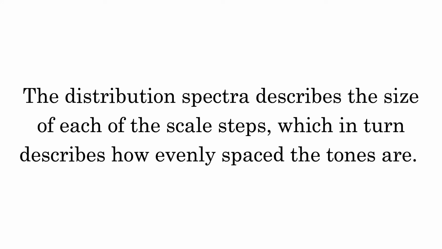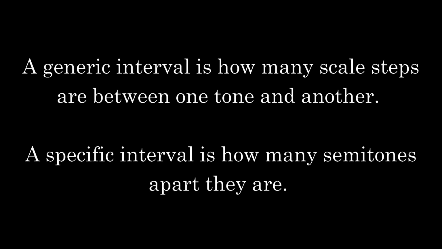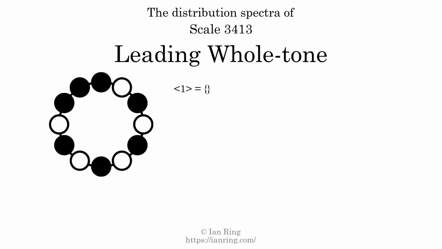The distribution spectra describes the size of each of the scale steps, which in turn describes how evenly spaced the tones are. A generic interval is how many scale steps are between one tone and another. A specific interval is how many semitones apart they are. The generic interval of one scale step comes in two different specific interval sizes. One semitone and two semitones. The spectrum width of this generic interval is the highest, 2, minus the lowest, 1, which equals 1.